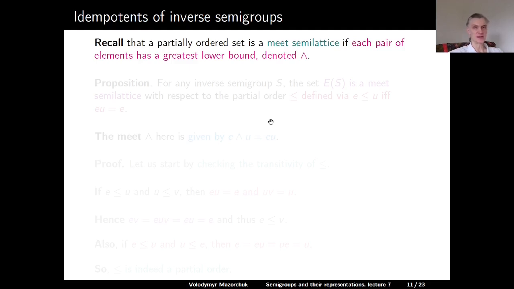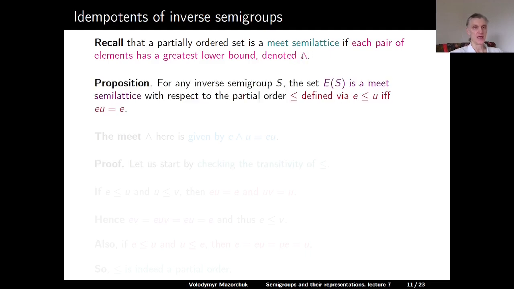Recall that a partially ordered set is a meet semilattice if each pair of elements in this partially ordered set has a greatest lower bound, which is usually denoted by wedge. Proposition: for any inverse semigroup S, the set E of S of all idempotents in S is a meet semilattice with respect to the partial order less than or equal to, which is defined as follows: an idempotent E is less than or equal to an idempotent U if and only if EU is equal to E. So the meet here is given by the product. The meet of E and U is equal to EU.